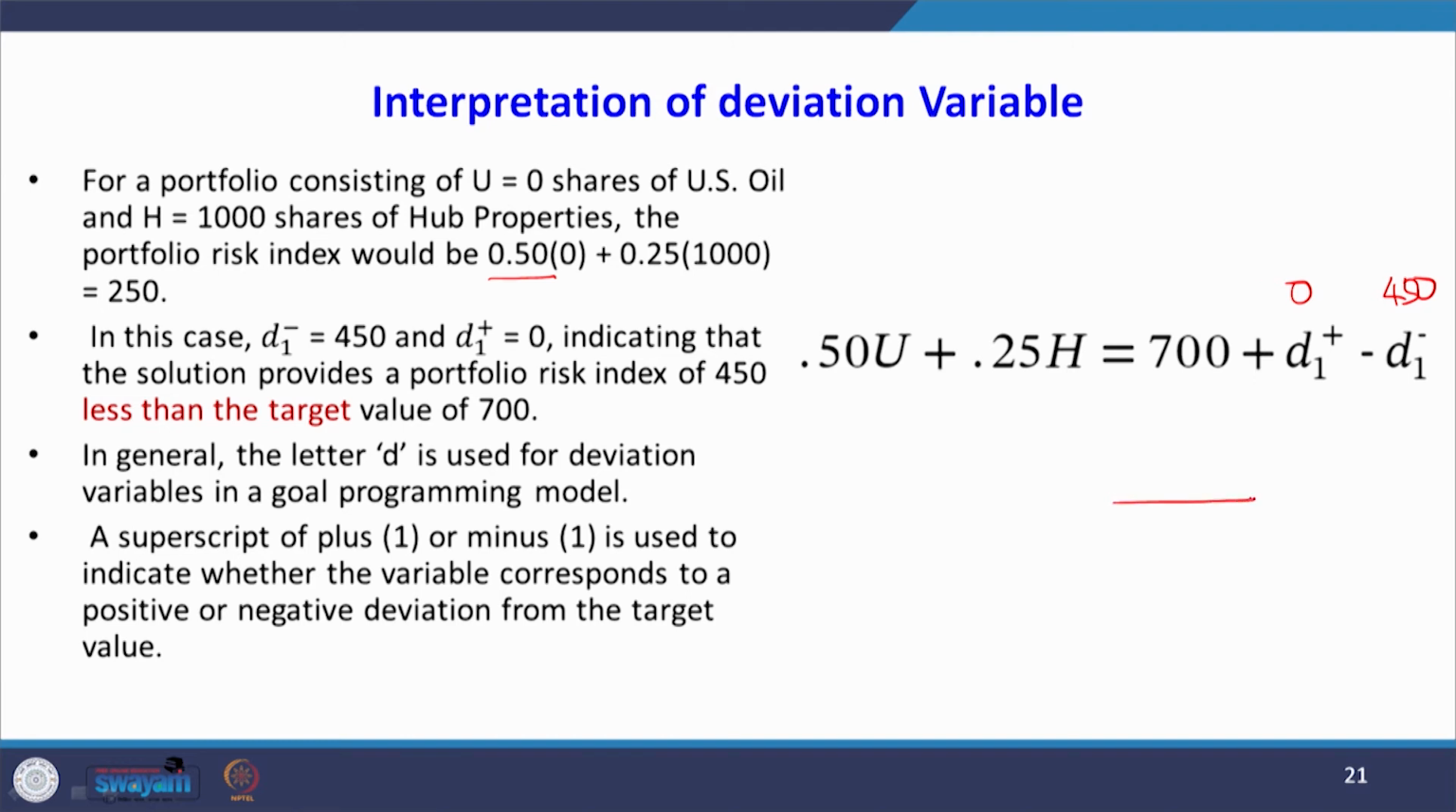As I told you, suppose this is 700. So here, this is D1 minus. This value is 450, and it is called underachievement. In general, the letter D is used for deviation variables in a goal programming model. A superscript of plus or minus is used to indicate whether the variable corresponds to a positive or negative deviation from the target value. So, D1 plus is called overachievement, a positive deviation. If I write D1 minus, it is called underachievement.